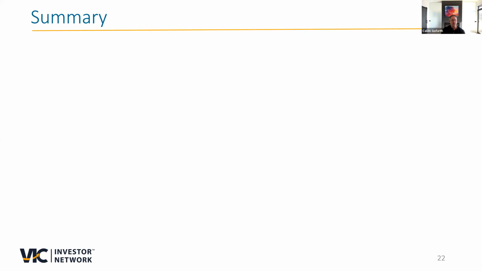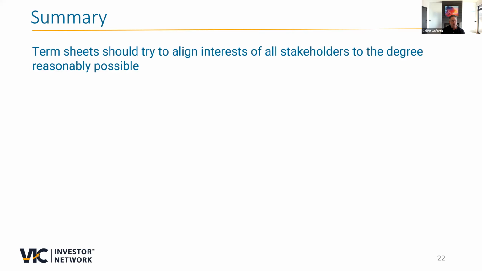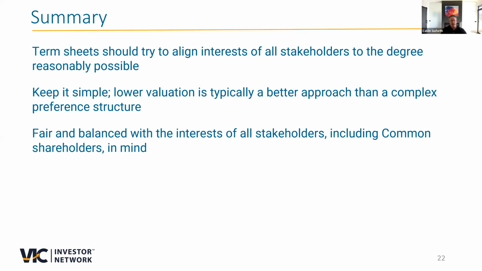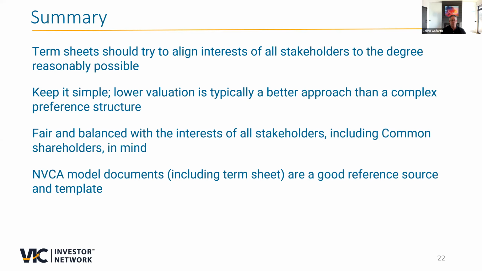So to summarize, term sheets should try to align the interests of all stakeholders to the degree reasonably possible. You want to keep it simple. We recommend working towards an agreed upon, and if necessary, lower valuation; that is typically a better approach than a complex preference structure, both for the investors and the current stakeholders. You want to be fair and balanced with the interests of all stakeholders, including the common shareholders, in mind. And finally, the MBCA model documents, including their model term sheet, are a great reference source for all of this.